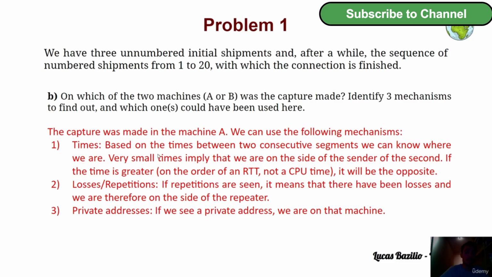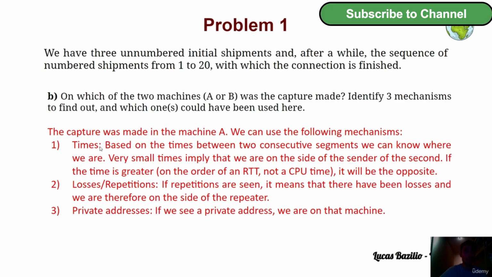Essentially, based on the times between 2 consecutive segments, we can know where we are. Very small times imply that we are on the side of the sender of the second segment, and if the time is greater, on the order of a round-trip time, then it will be the opposite. We are going to see that this is a viable and feasible mechanism that we can apply on this problem.